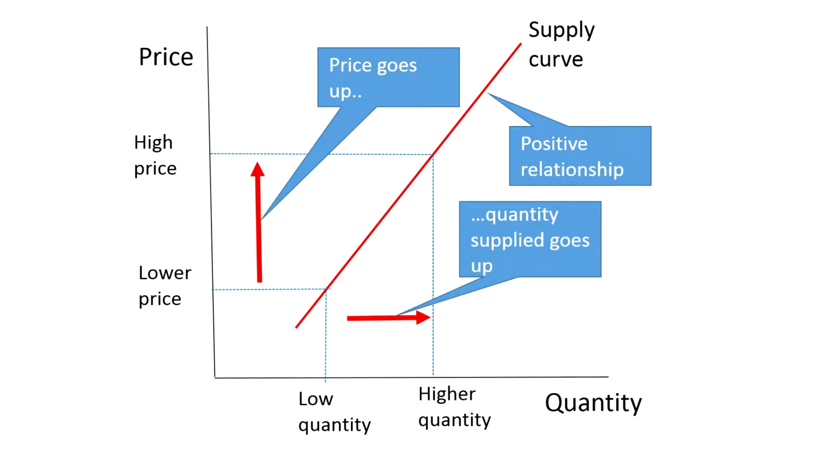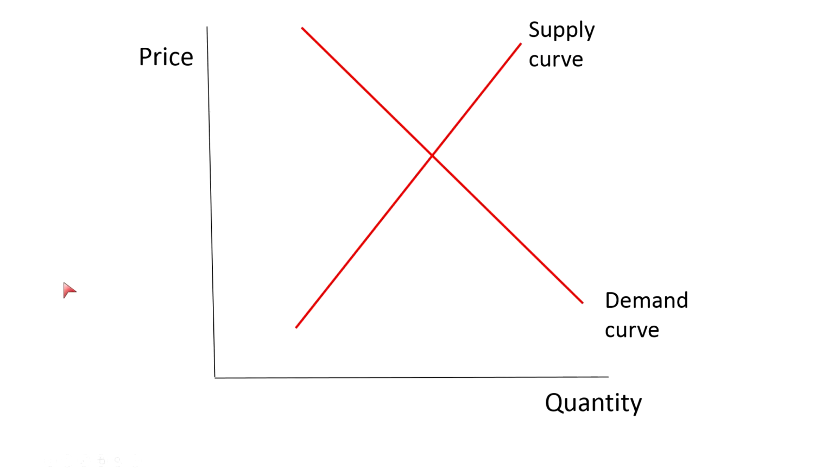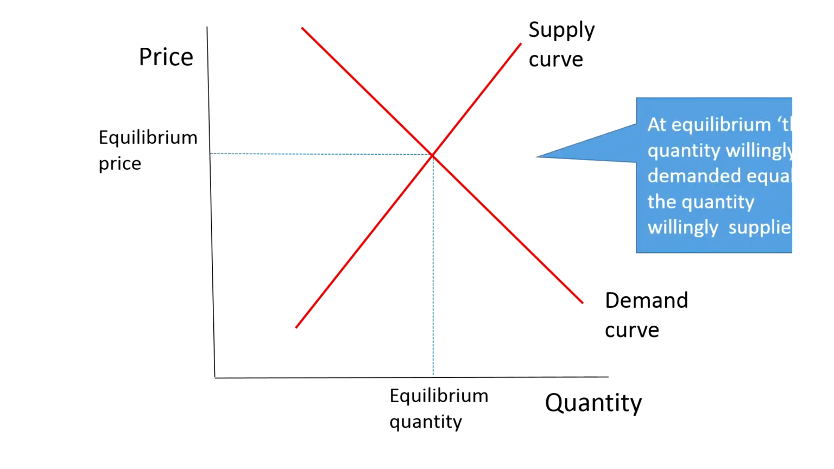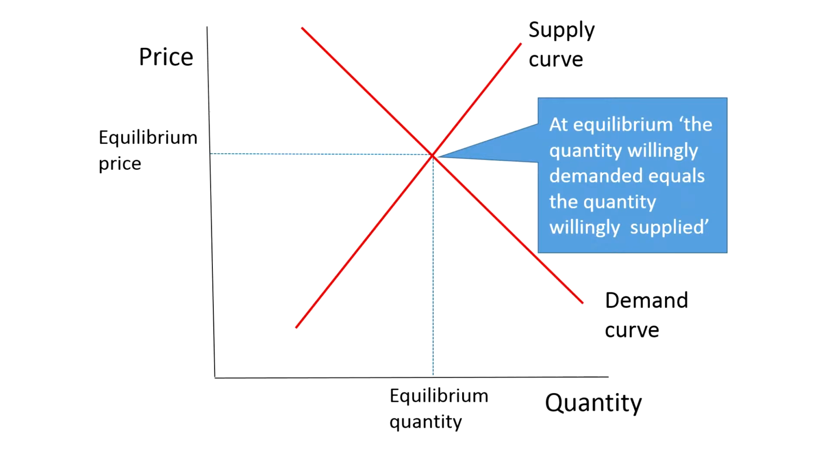From the supplier side, from their profit motivated thinking, they're keen to supply more at higher prices. But clearly when we look at our little model, it's kind of neat really that there's only one price that actually clears the market, only one price where the quantity willingly demanded is equal to the quantity willingly supplied. And that's what we call our equilibrium price.